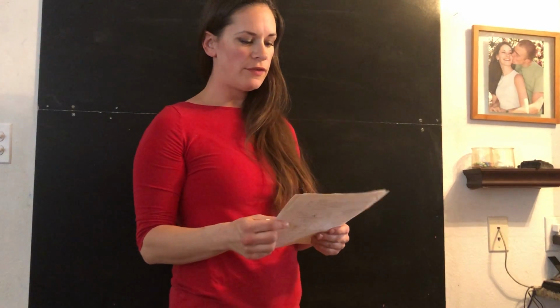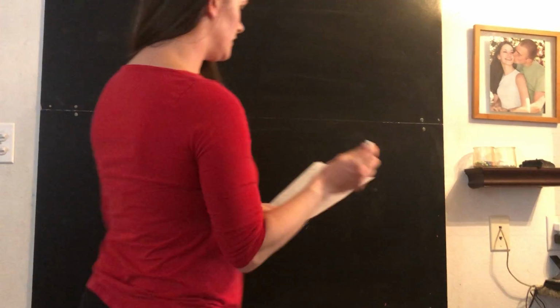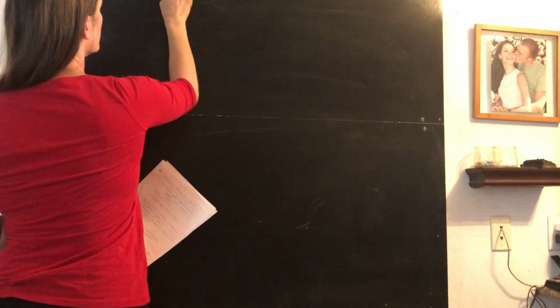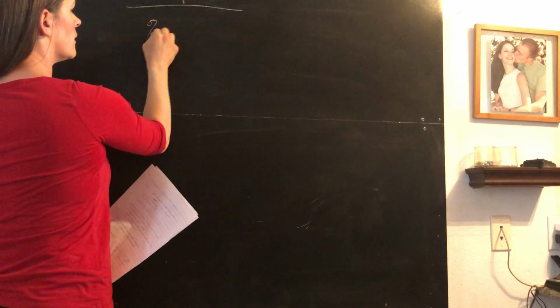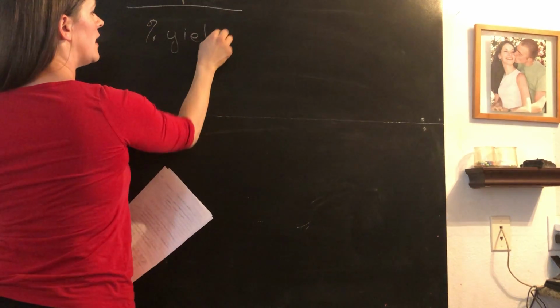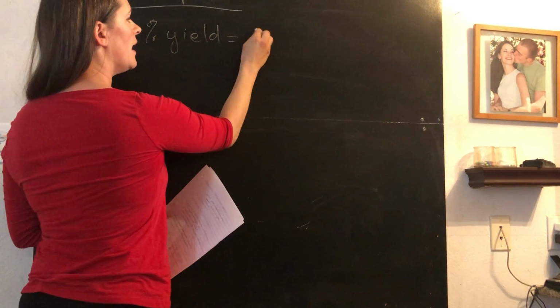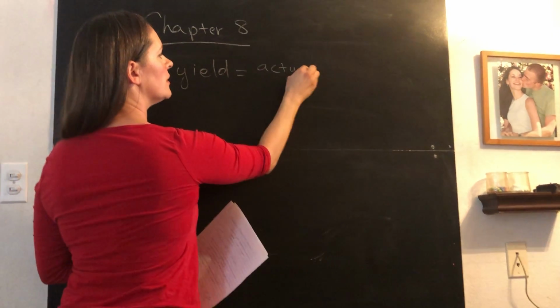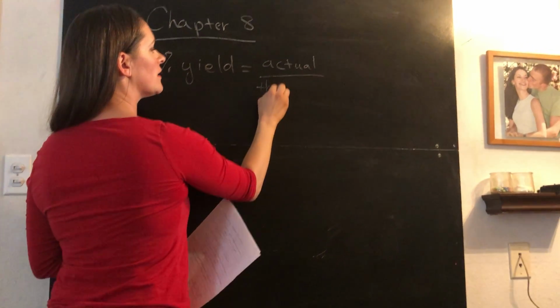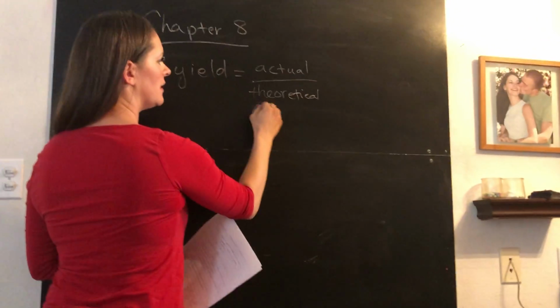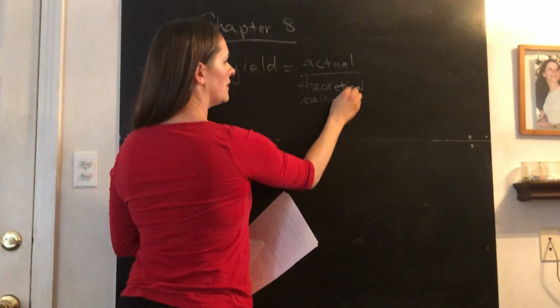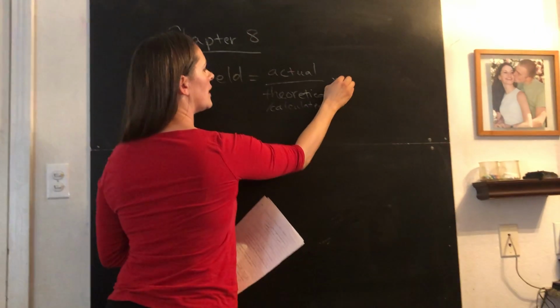Okay, this is Chapter 8 review. Chapter 8 starts off with percent yield. Percent yield is how much you actually get from an experiment versus how much you expected or calculated that you would get, times 100%.